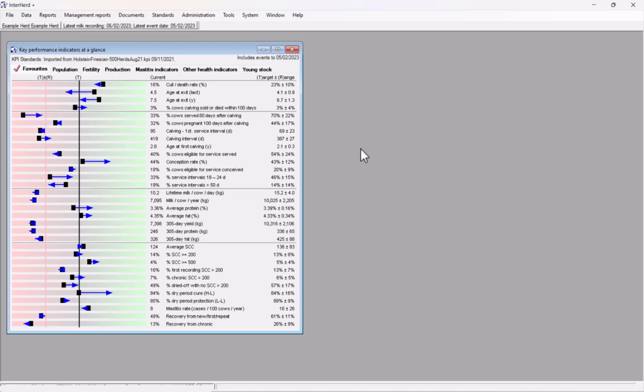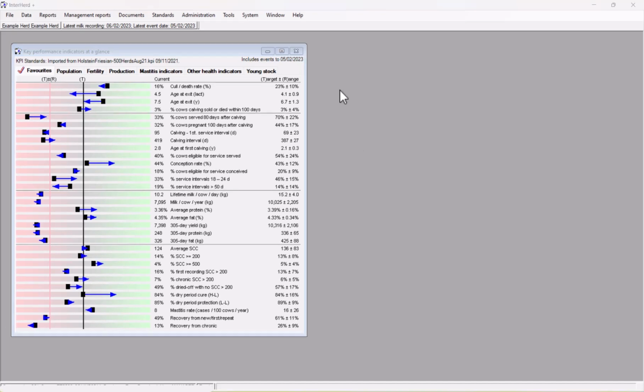The KPI report shows how well the current herd is performing over time and compares this to target values. The report lists a range of parameters covering production, fertility and health. To the left of each parameter is a value. This is the 12 months rolling average calculated for this herd. The current value is also represented in the graphic on the left hand side as a black square with its position relative to the target or range of figures. For example, the average somatic cell count is 124, which is below the target of 136.